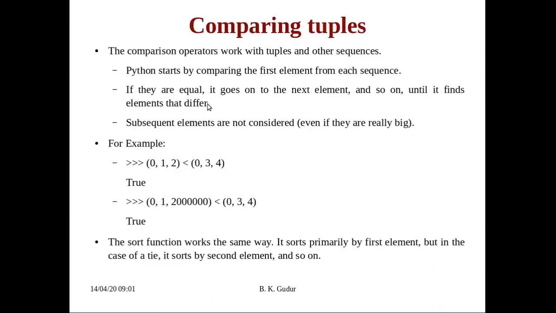And so we can compare two tuples. How can we compare two tuples? The comparison operator works with tuples and other sequences. Python starts by comparing the first element from each sequence. If they are equal, it goes on to the next element, and so on until it finds elements that differ. Subsequent elements are not considered, even if they are really big.